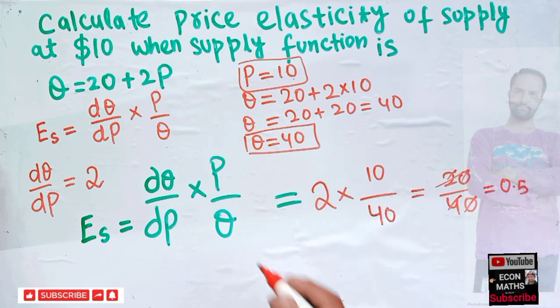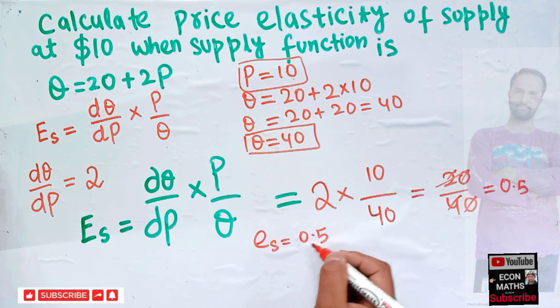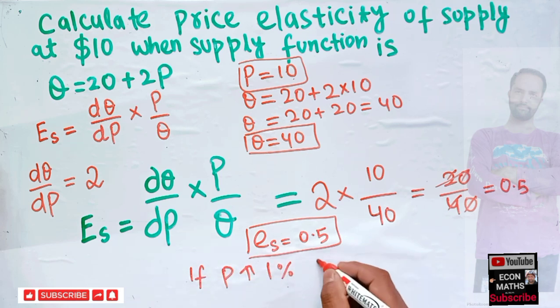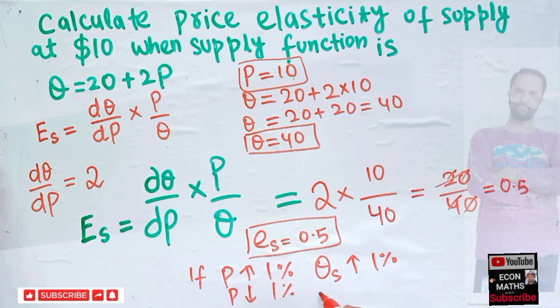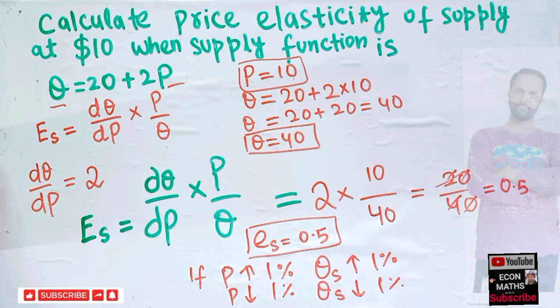So elasticity of supply came out to be 0.5. Now how do we interpret it? It simply says if price increases by 1%, quantity supplied will also increase by 0.5%, and vice versa. If price decreases by 1%, quantity supplied will also decrease by 0.5%, because there is a positive relationship between quantity and price in the case of supply.